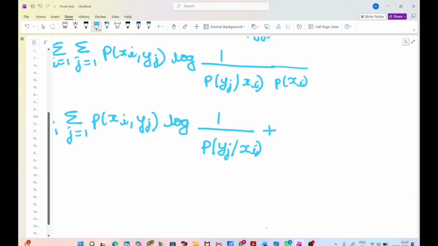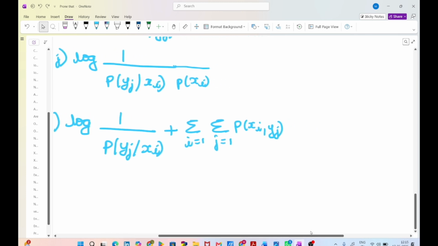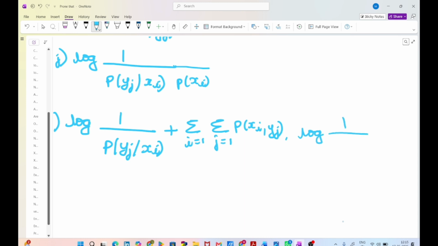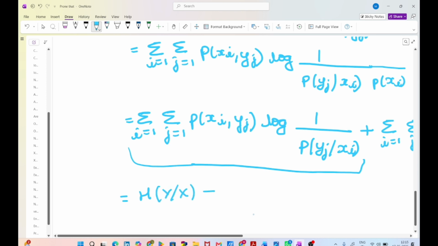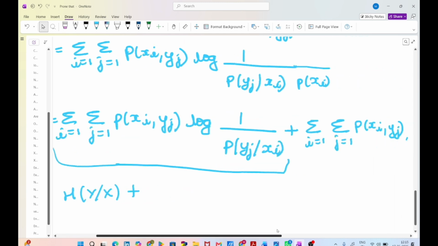plus summation over i, summation over j of p(xi, yj) into log of 1 by p(xi). We know that from till here we can write it as H(Y|X).